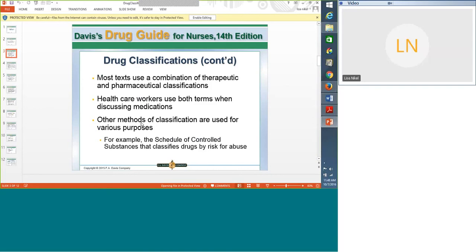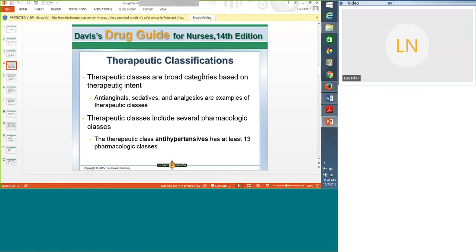Other classification methods can include how it is classified by what we call the schedule of controlled substances. This is for our drugs of high abuse potential, such as narcotic pain medications. They're classified by schedule of controlled substance, which we will cover in our opioid discussion.